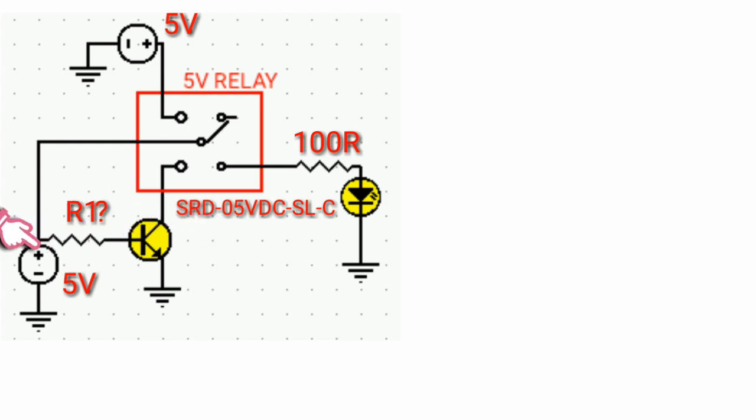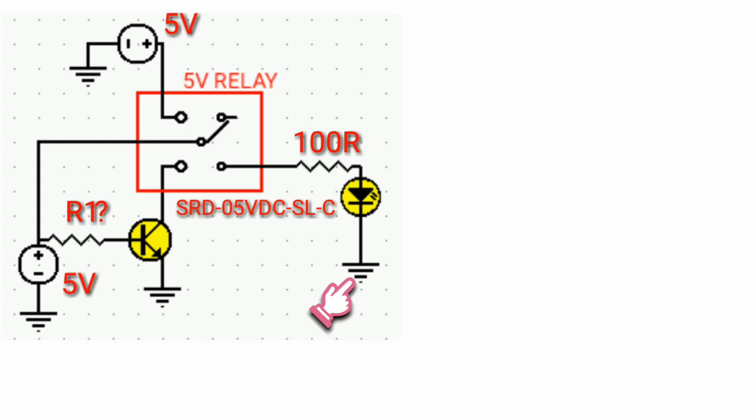The same power supply is connected to the base bias resistor R1 to supply the base of the transistor. The common terminal of the relay switch is also connected to the same positive 5V power supply. The normal open terminal of the relay switch is connected to a 100 ohm resistor, and the opposite end is connected to the anode of the LED, and the cathode of the LED will be connected to the ground.